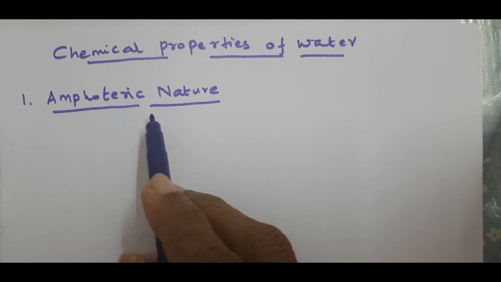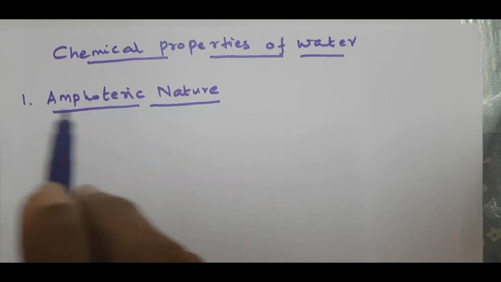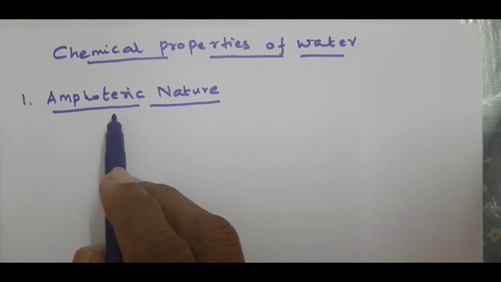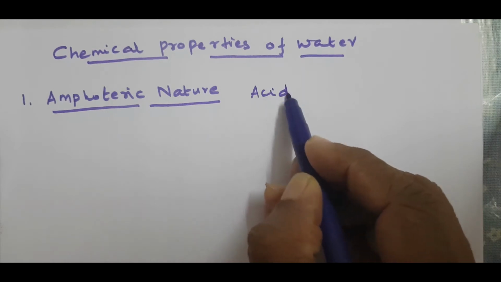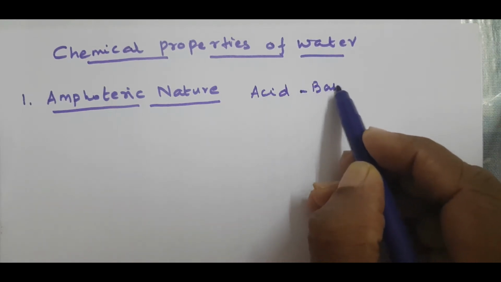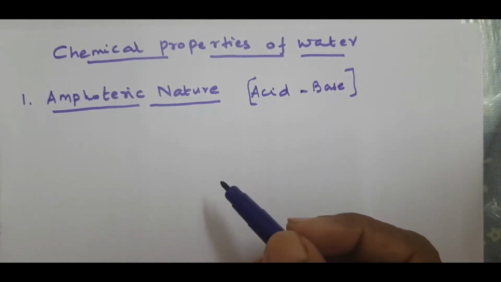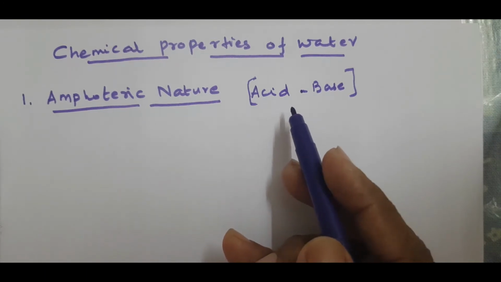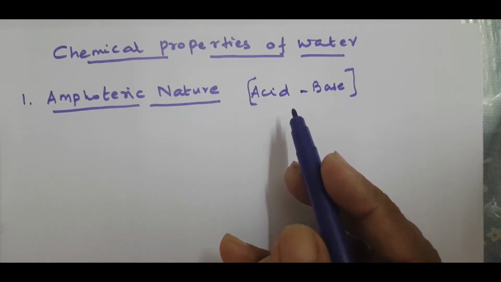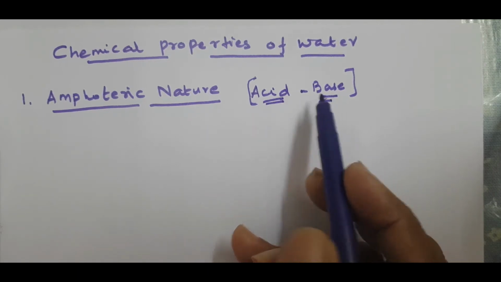That means water can react as an acid as well as it can act as a base. So that is called amphoteric nature. That means water has the ability to act both as an acid and as a base. That is called amphoteric nature. Okay. So it behaves as an amphoteric substance. So we will see how water acts as an acid and how water acts as a base.